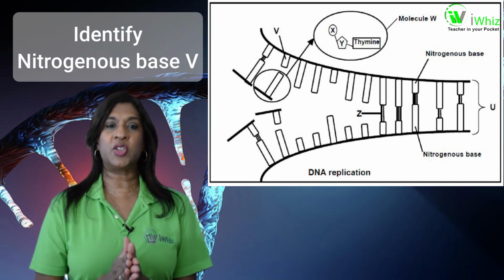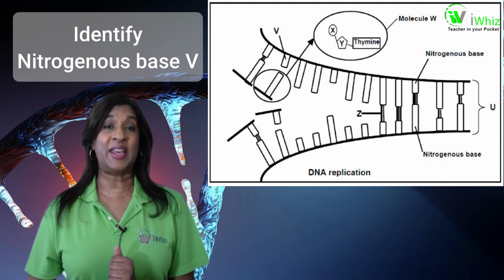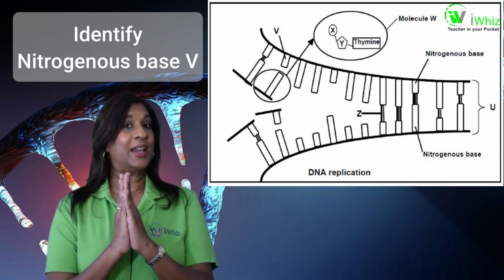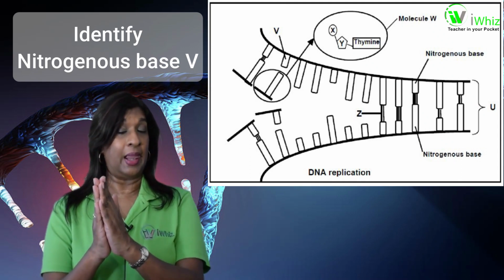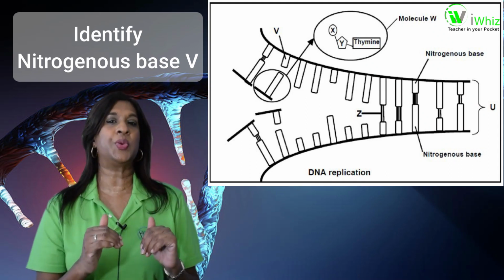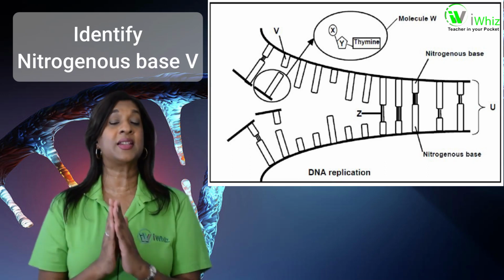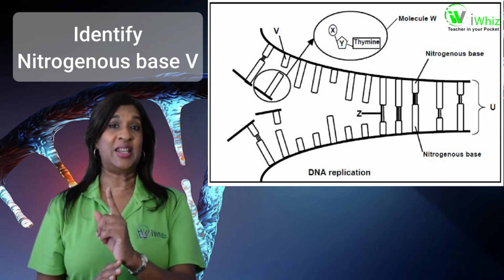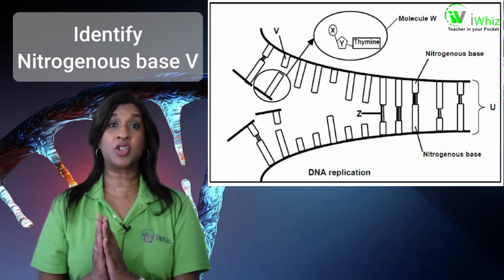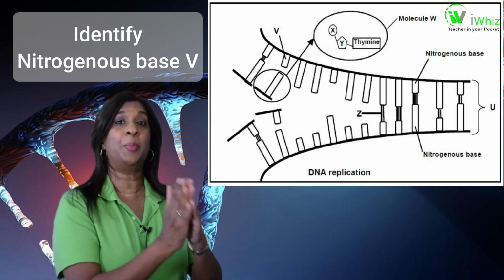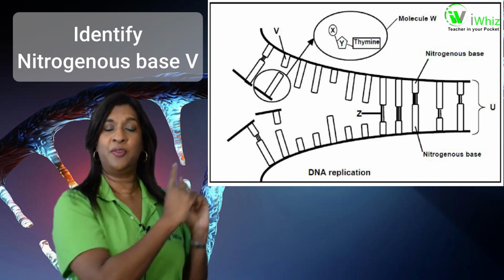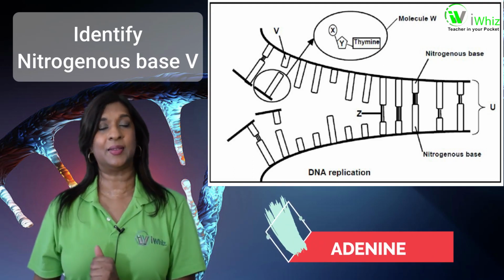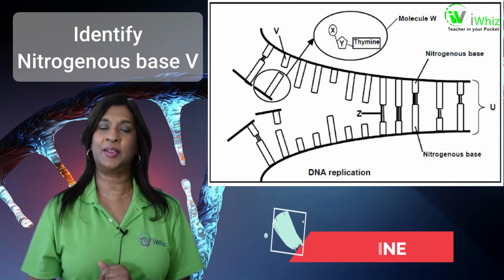Right, the next question, nitrogenous base V. Now, if we look at nitrogenous base V, we can see it's complementary to the nucleotide that's highlighted. And that nucleotide has the base thymine. So you've got to ask yourself, what's complementary to thymine? That will be V. Complementary to thymine is adenine. Right, so your answer there is adenine.